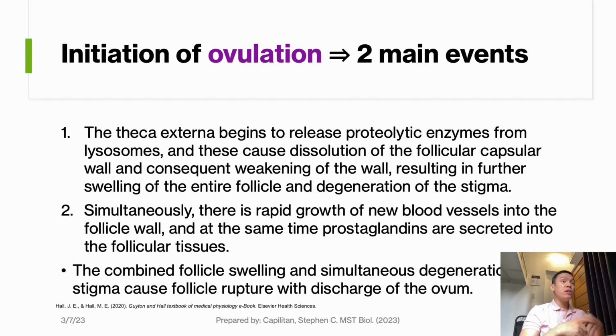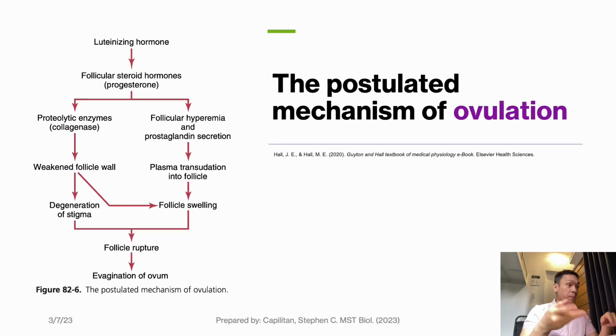When we start ovulation, there are two main events. First, the theca externa begins to release proteolytic enzymes from lysosomes, which cause the dissolution of the follicular capsular wall and consequently weakening of the wall, resulting in further swelling of the entire follicle and the degeneration of the stigma. Simultaneously, there is a rapid growth of new blood vessels into the follicle wall, and at the same time, prostaglandins are being secreted into the follicular tissues. The combined follicle swelling and simultaneous degeneration of the stigma cause follicle rupture with the discharge of your ovum. And this is the postulated mechanism of ovulation.